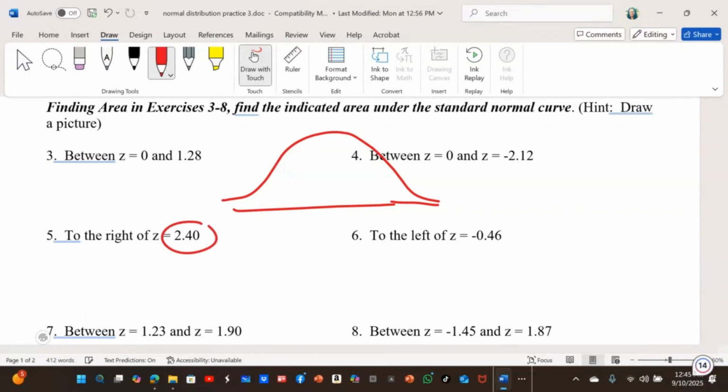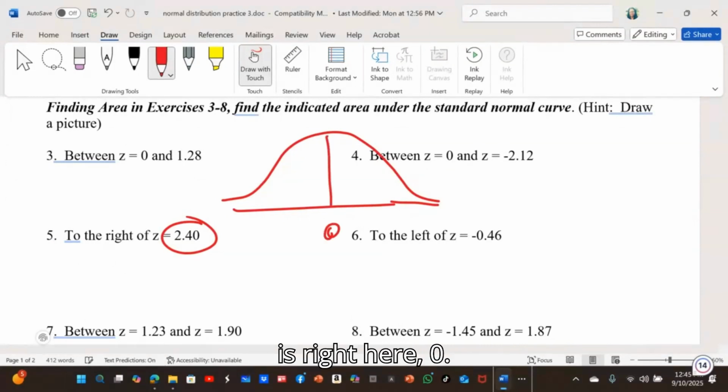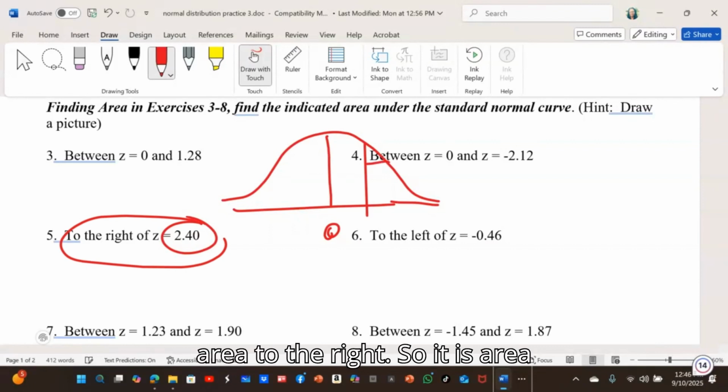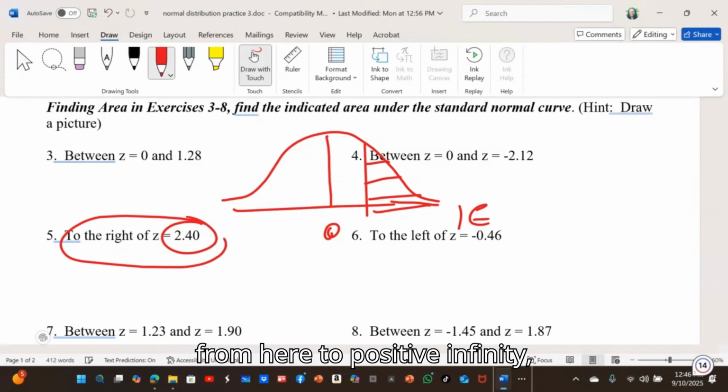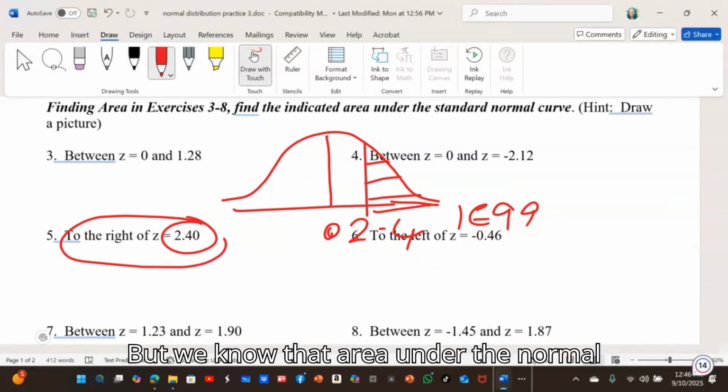2.4 is positive. Therefore, it is above the mean. The mean is right here, 0. 2.4 is somewhere here. And I am told to find the area to the right. So it is the area from here to positive infinity, 1e to the power 99. But we know that the area under the normal curve is 1.